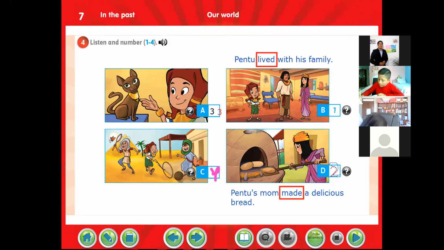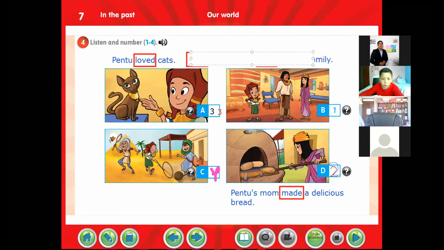Please copy this sentence in your book. In number three, what sentence can we say with Pentu and the cat? Can you repeat, please, Gonzalo? Pentu loved cats. Oh, very good. Loved cats, this is one. But in past tense, we can also say Pentu had a cat. The other possible option is had. Tenía.